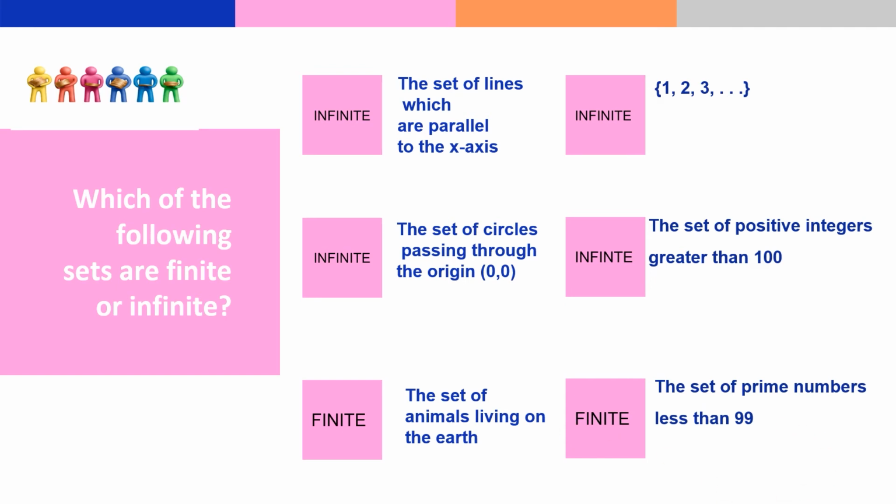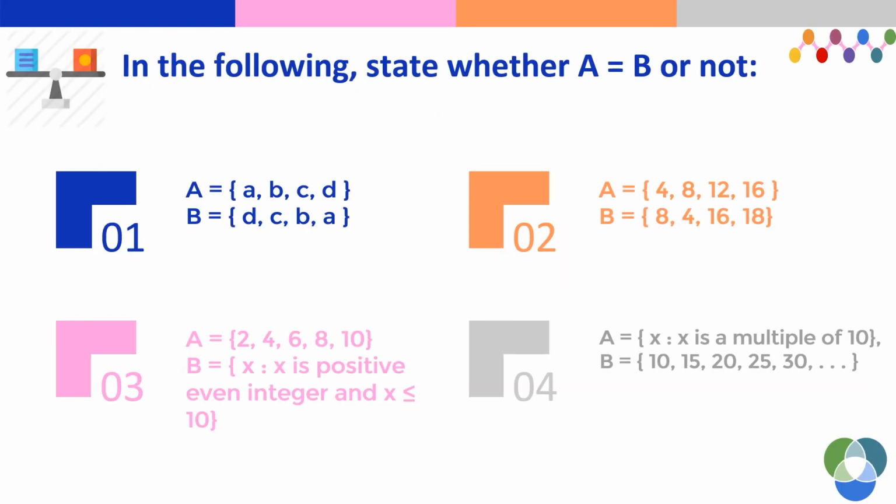Got it, children? So were you able to identify finite and infinite? Very simple. We'll move on to the next question now. In the following, state whether A equals B. There are two sets given to you. You have to say whether they are equal or not. Very, very simple. Again, you have to see whether the number of elements are the same and the elements themselves are the same.